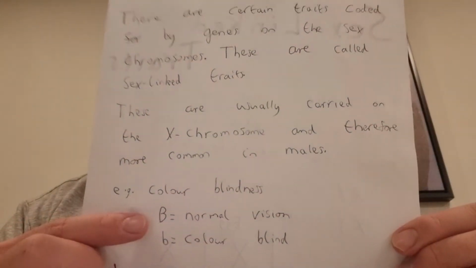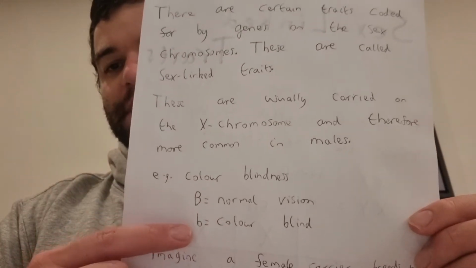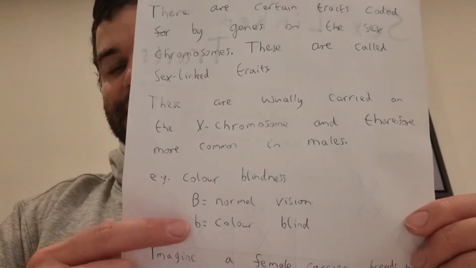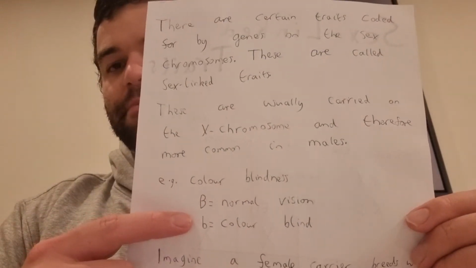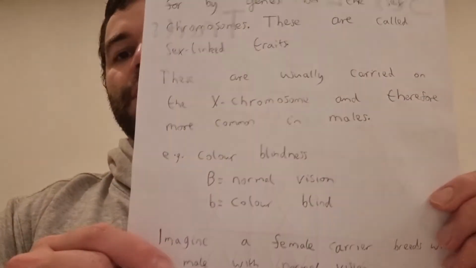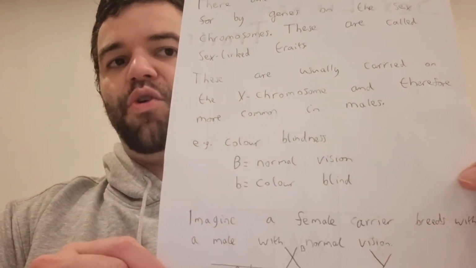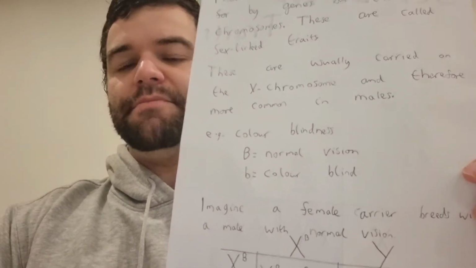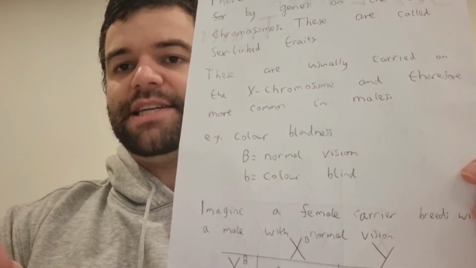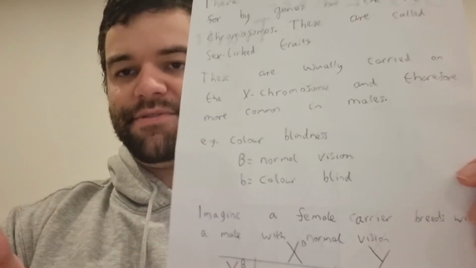So what we'll say for this is that a capital B, which is the dominant allele, represents normal vision, whereas a lowercase b represents being colourblind. So that's the recessive condition. So capital B, normal vision, lowercase b, colourblind. We're going to imagine that a female carrier breeds with a male who has normal vision. So just in case you haven't heard that term before, a carrier is somebody who has an allele for a genetic condition, but doesn't actually have the condition because they've also got a dominant allele for not having the condition.